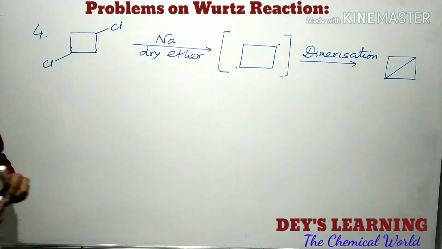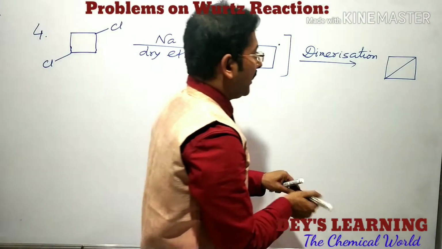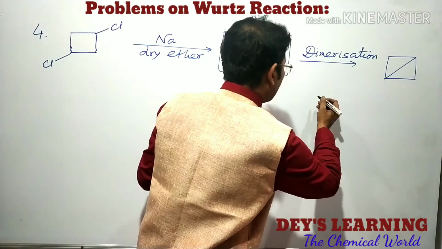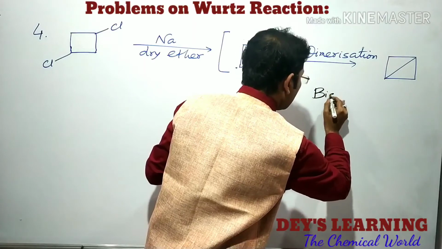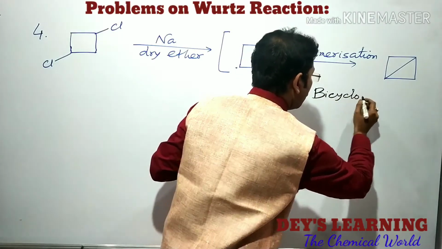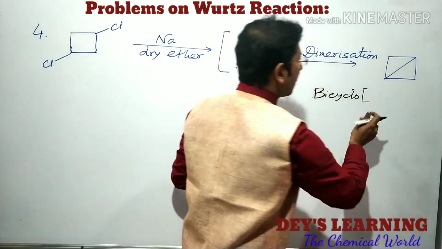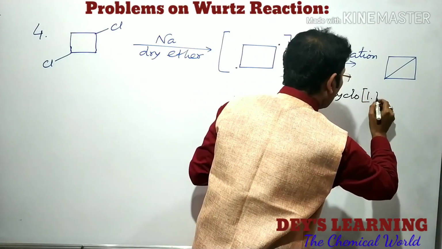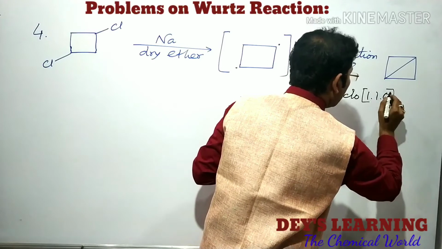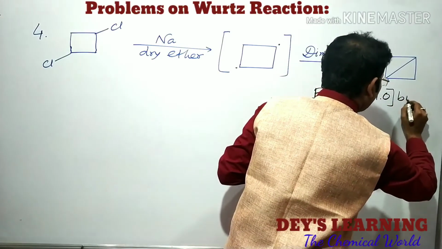Can you write the name of the bicyclic compound? Definitely 4 carbons over there. The name of the compound is definitely bicyclo. How many carbons over there? 1, 1 and 0. This is bicyclo 1, 1, 0. 4 carbons over there, so it is butane.